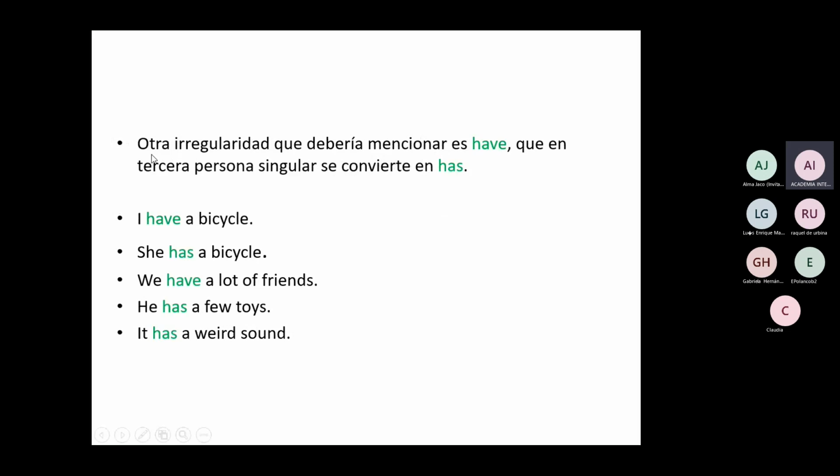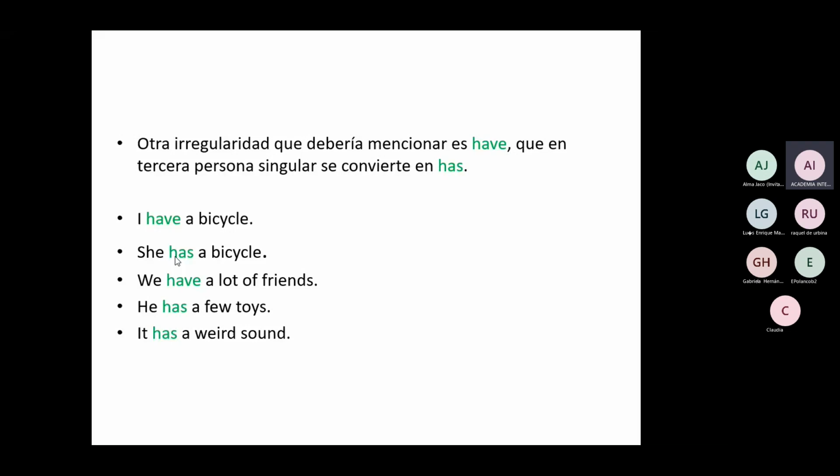Bien, esta es otra cosa también muy importante. Con el verbo have. Have en tercera persona. ¿Verdad? Otra irregularidad que debería mencionar es have, que en tercera persona del singular se convierte en has. ¿Verdad? Nunca, aquí en este no es que le vamos a agregar una S al final y vamos a decir she has. No, se hace de esta forma. Has. For example, I have a bicycle, but in third person, I must say, debo decir, she has a bicycle.